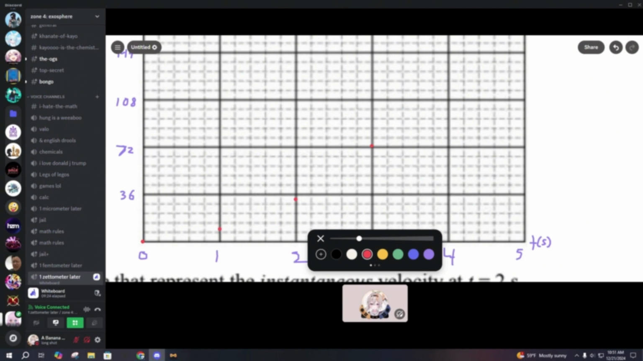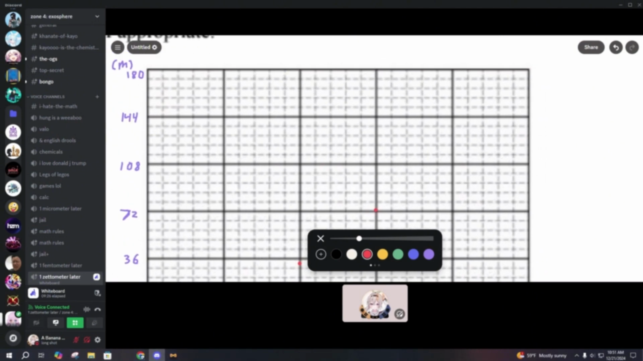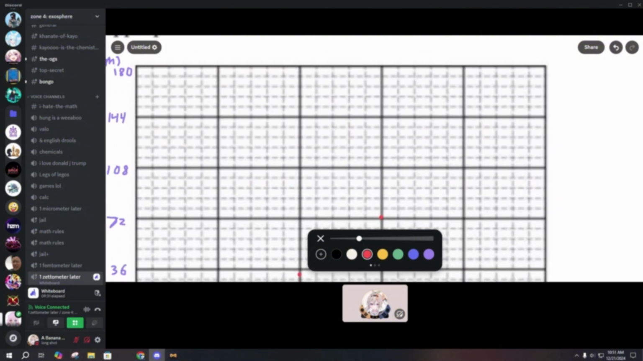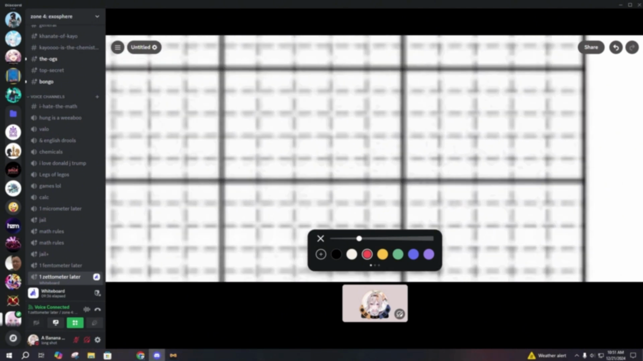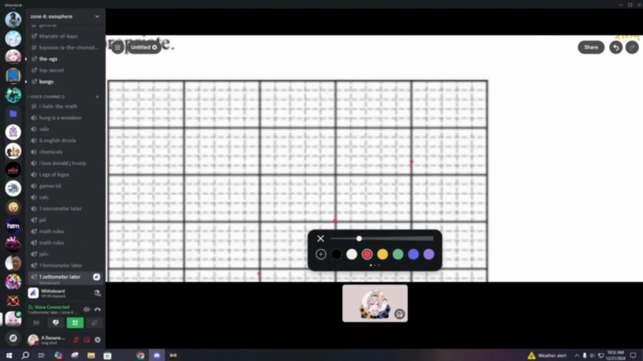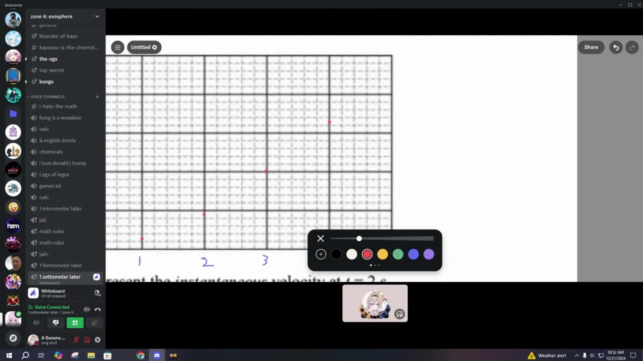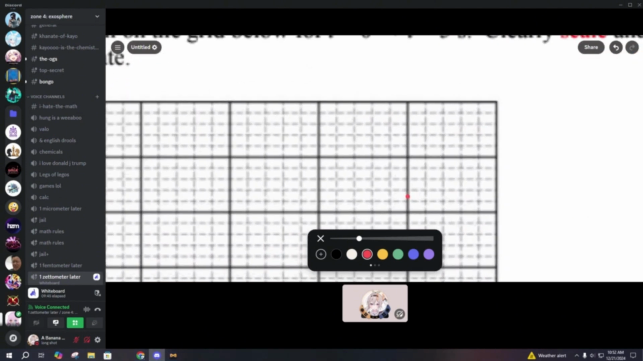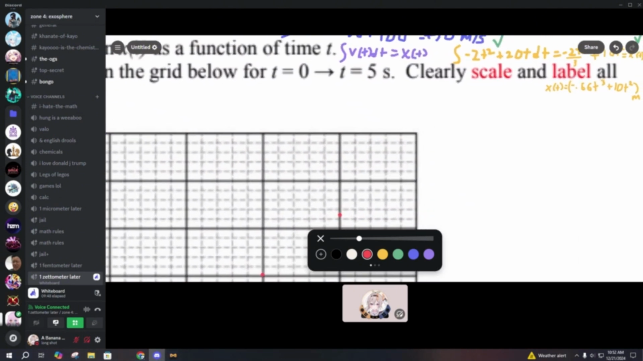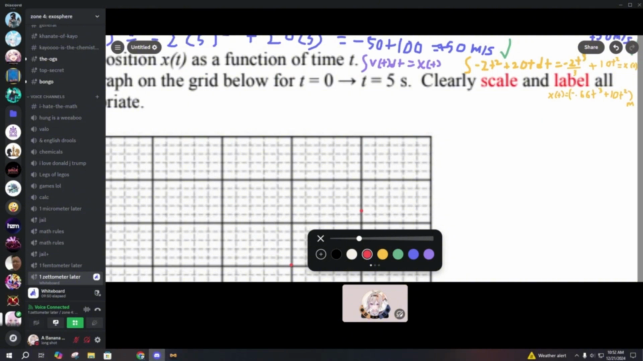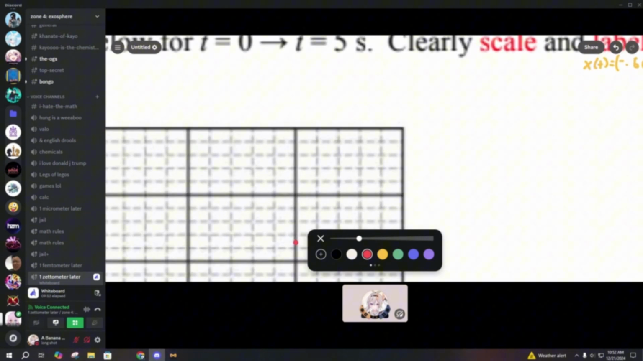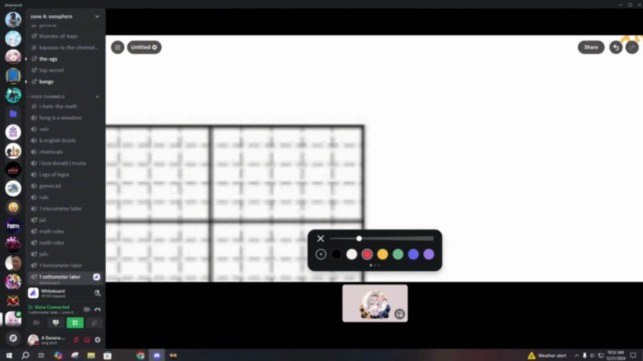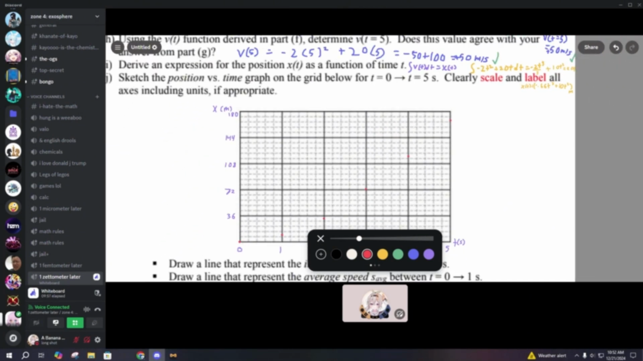We have 4, 117. 36 divided by 4 is 9, so 117 minus 9 is 108, so I think I could say a quarter up, around here. And then the last one, x at 5 is 167.5, so just a little bit under 180. Once again, I can split these up into 9s. 180 minus 9 would be about 171. So if this is a quarter, then it's a little bit under that quarter. So there. And let's graph that function.